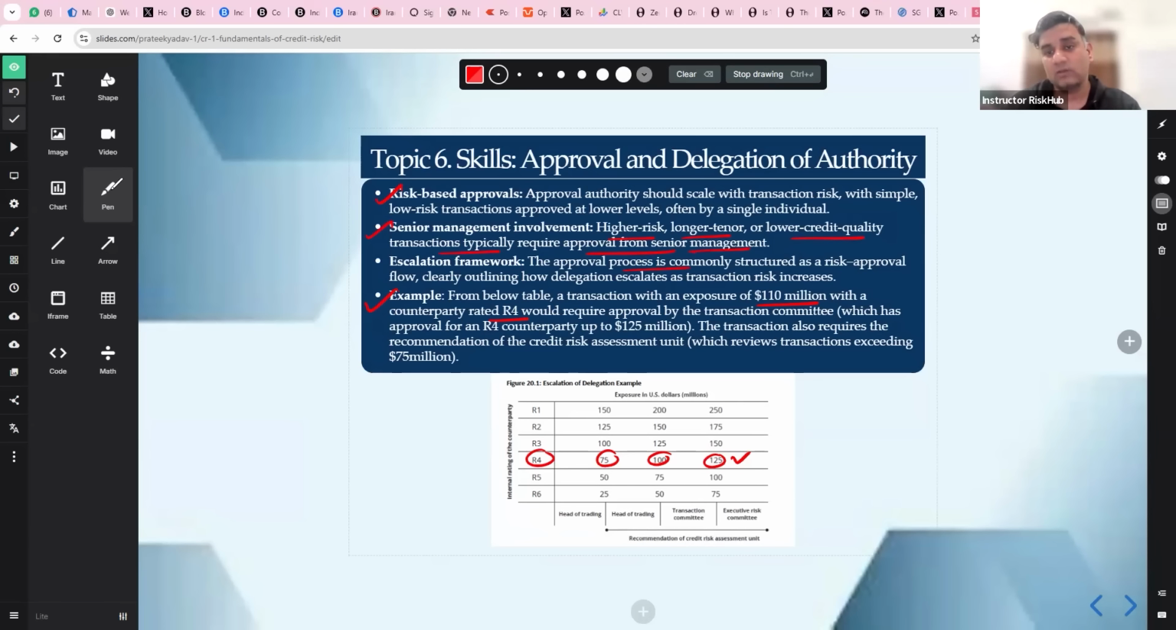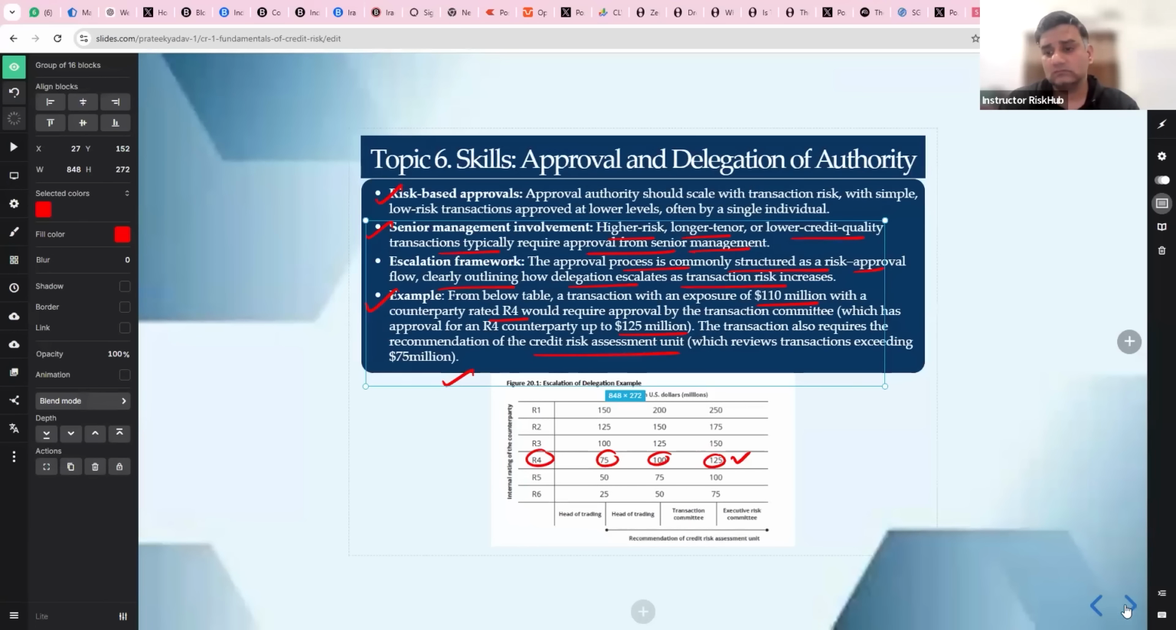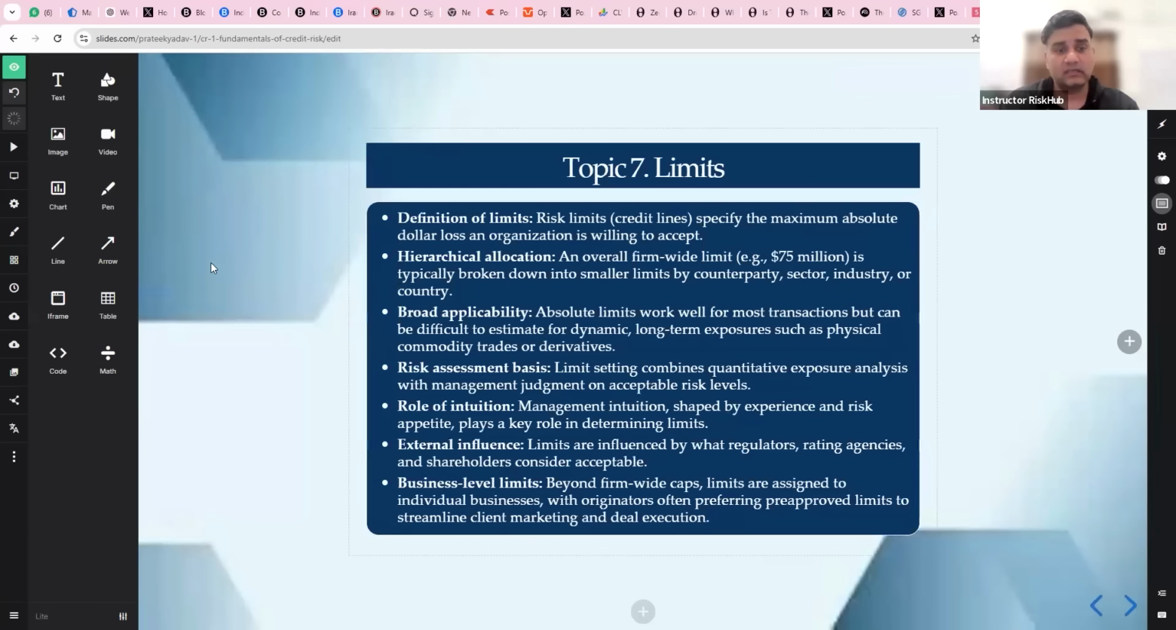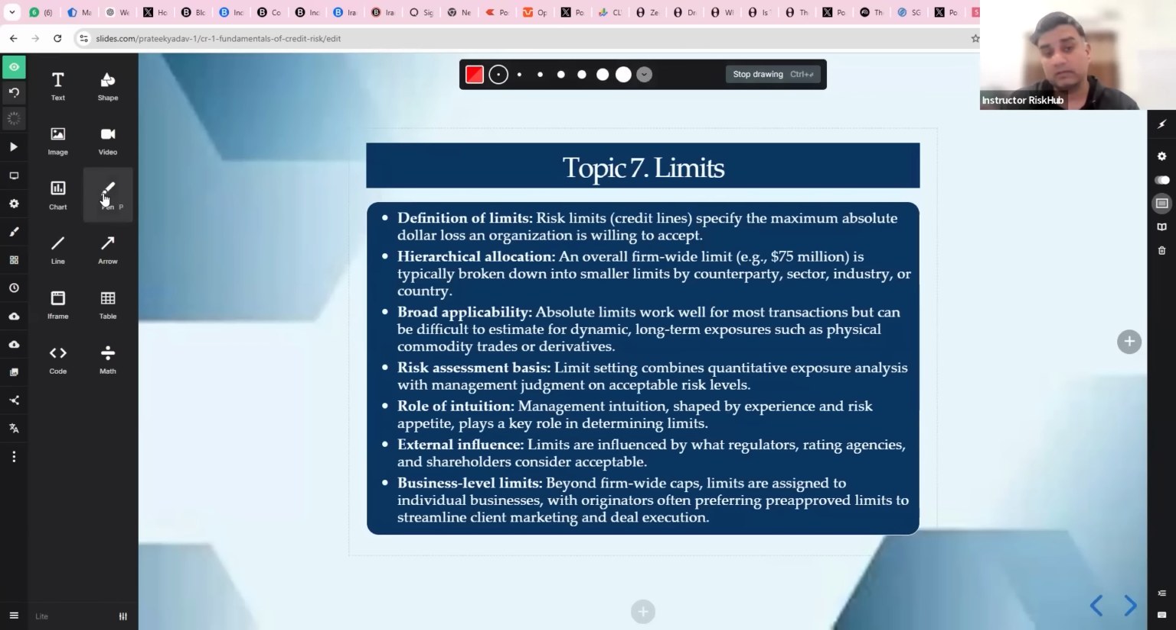The approval process is commonly structured as a risk approval flow, clearly outlining how delegation escalates as the transaction risk increases. And this is what we are looking at. Okay. All right. Now, if we go ahead, which is your topic number 7, which is limits. So now we are moving into the core quantitative tool: limits operationalize your risk appetite.